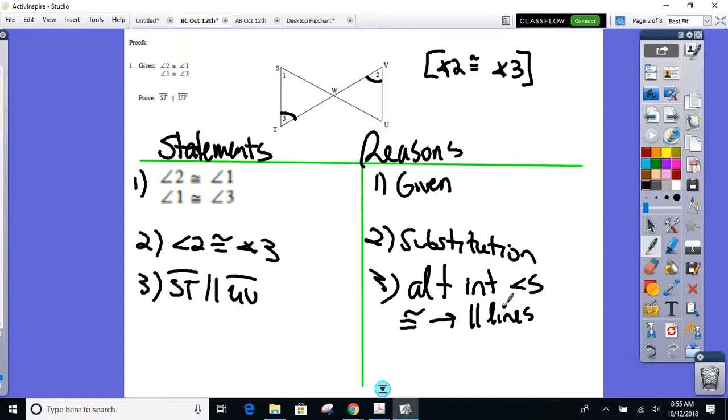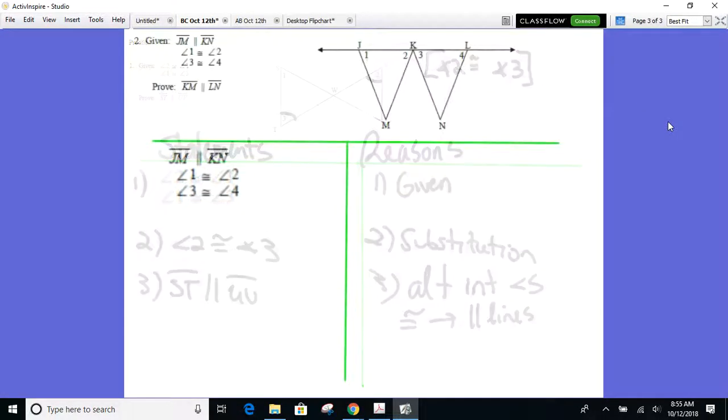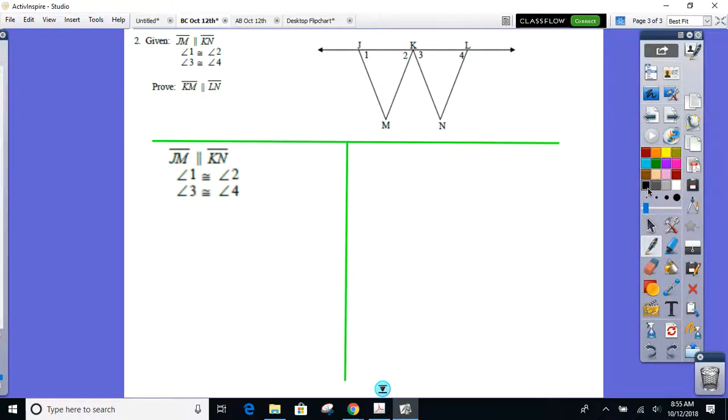Questions there? So what I'm going to have you do over the weekend is, before you prove the lines parallel, figure out what angles you need to prove congruent or supplementary. So let's try that on this one here. Go ahead, get yourself set up, organized.